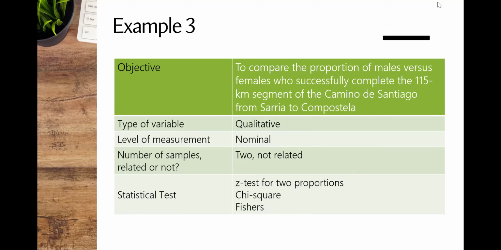So the type of variable for illustration is qualitative. The level of measurement is nominal. Number of samples, related or not. 2, not related. Statistical test would be z-test for 2 proportions and chi-square or Fisher's.